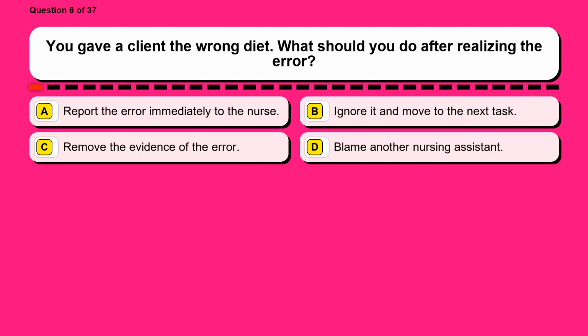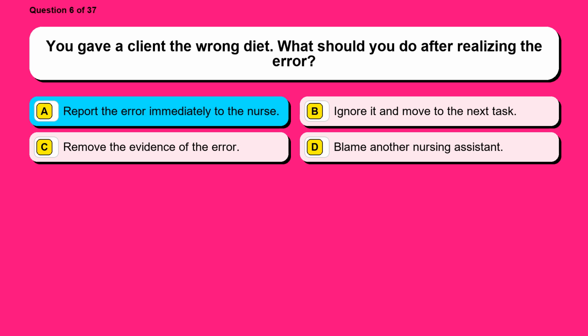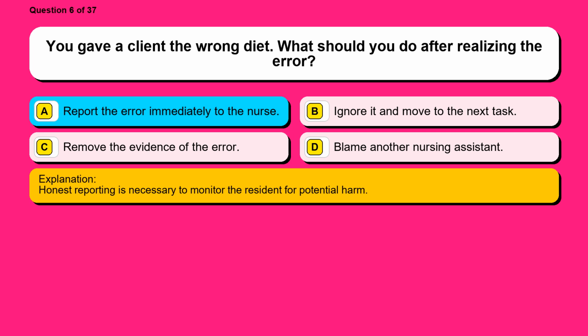Question 6. You gave a client the wrong diet. What should you do after realizing the error? Option A. Report the error immediately to the nurse. Option B. Ignore it and move to the next task. Option C. Remove the evidence of the error. Option D. Blame another nursing assistant. The correct answer is option A. Report the error immediately to the nurse. Honest reporting is necessary to monitor the resident for potential harm.